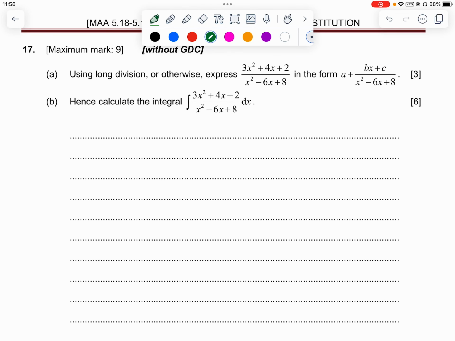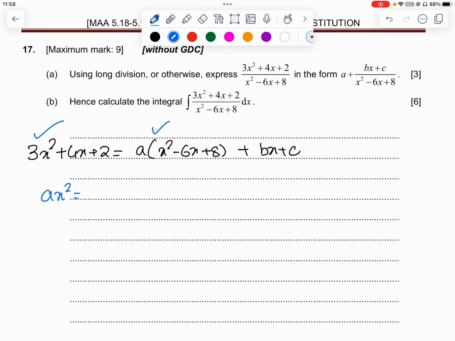Question number 17. By doing the cross multiplication, I get 3x square plus 4x plus 2 equals a times (x square minus 6x plus 8) plus bx plus c. Now comparing x square, 3x square equals ax square, so a equals 3. Then comparing the x terms, 4 equals negative 6a plus b. So 4 equals negative 12 plus b.